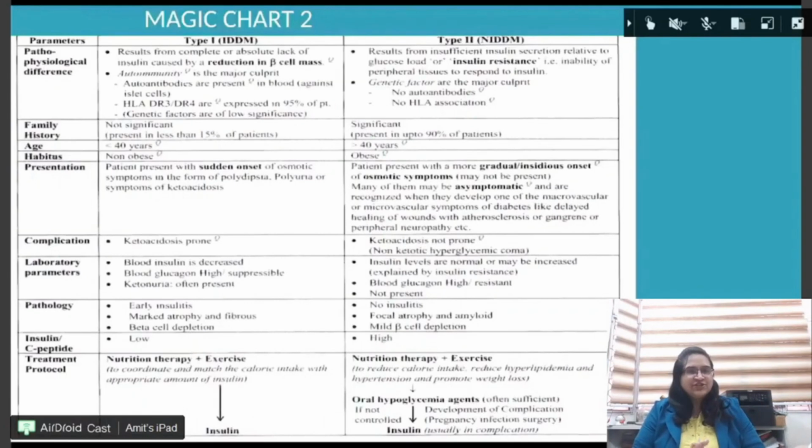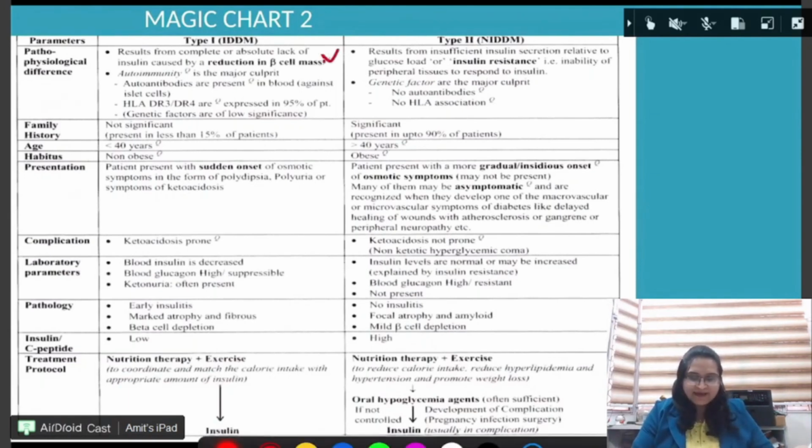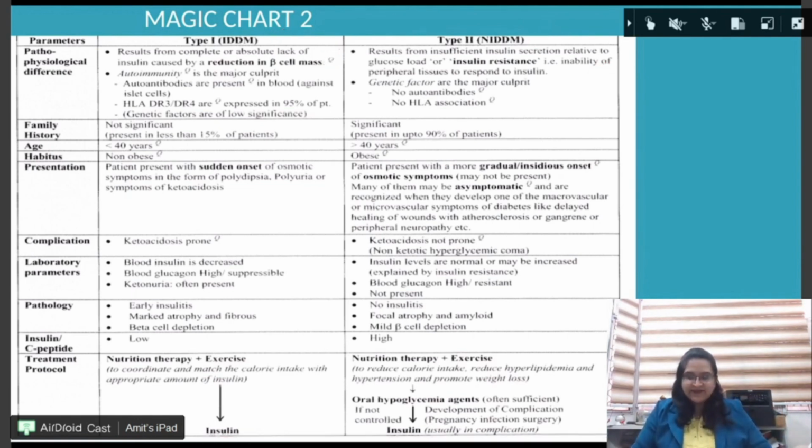Next is this magic chart. In this, you have to know the difference between type 1 and type 2. Type 1 is also known as insulin dependent diabetes mellitus. Type 2 is known as non-insulin dependent diabetes mellitus. Type 1 diabetes results from antibodies which are formed against the beta cells.